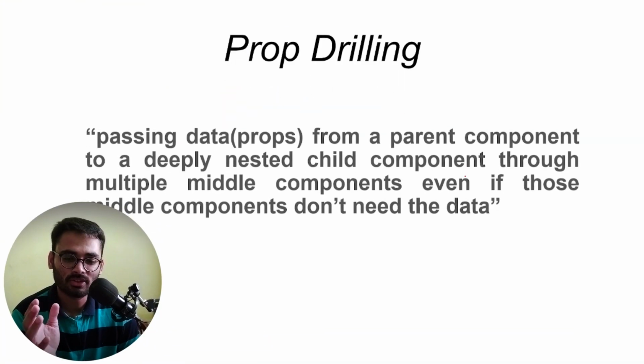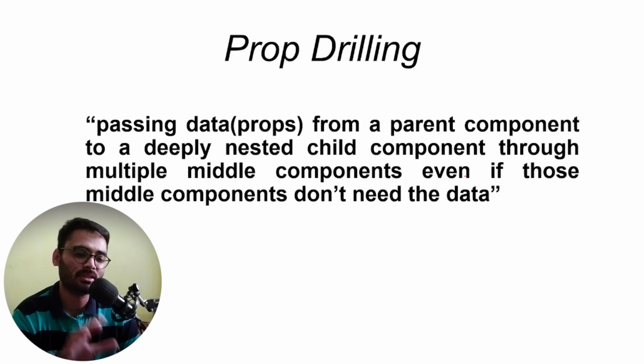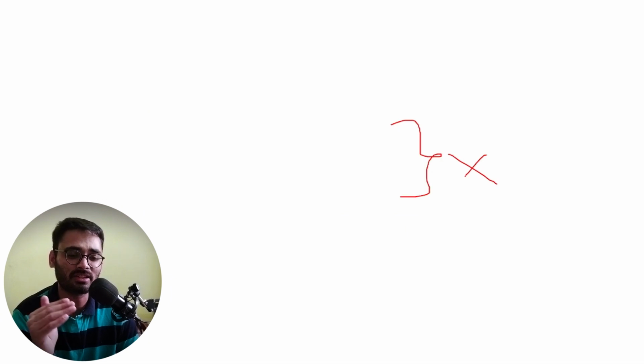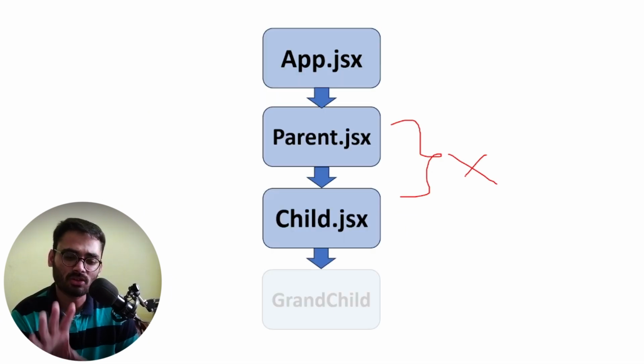So the definition we are going to see: passing data, that means props. We are going to use props to pass data from a parent component to a deeply nested child component through multiple middle components. Here we can see there are a lot of nested components.